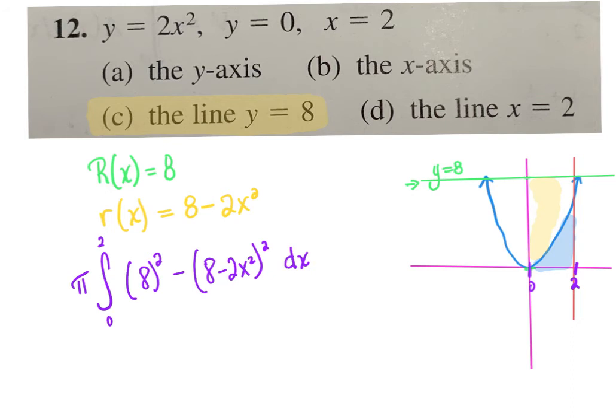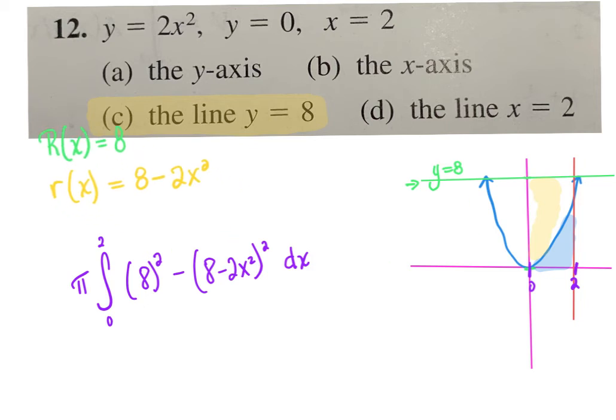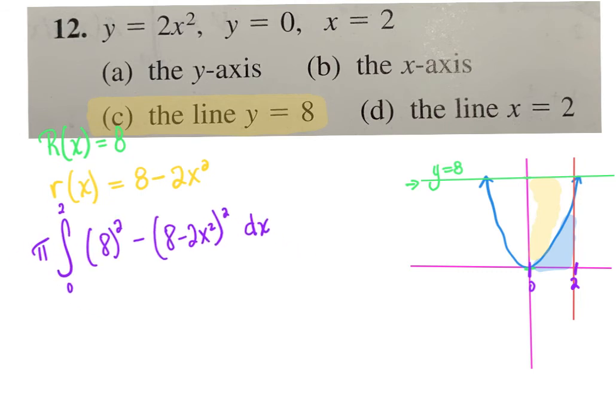The setup is by far the hardest part of these. And then just do the algebra. Simplify first and then do antiderivative. So we have 64. Remember that's a subtraction there. So 64 minus 32x squared plus 4x to the 4th.